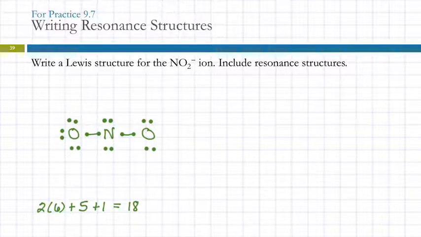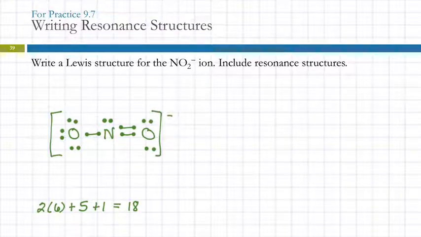Not enough. I need to make a double bond. I'm going to take a lone pair from the nitrogen because it has an octet, and I'm going to give that as a shared pair over here with this oxygen that doesn't have enough. Now we've got octets for everybody. Put brackets around this and indicate the charge. That's the nitrite ion.